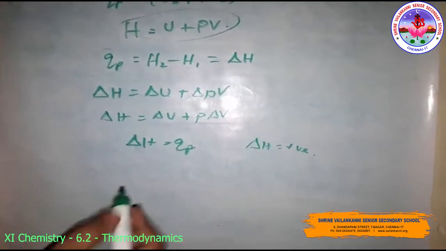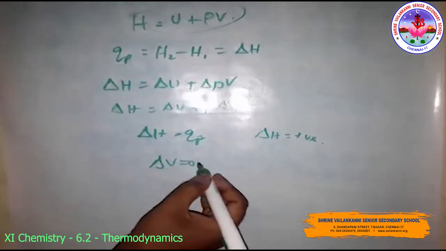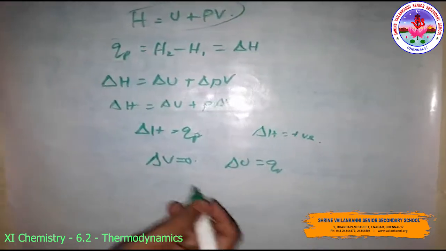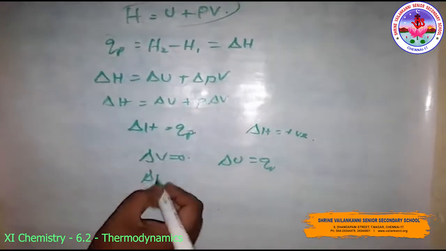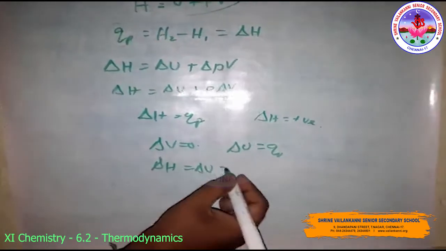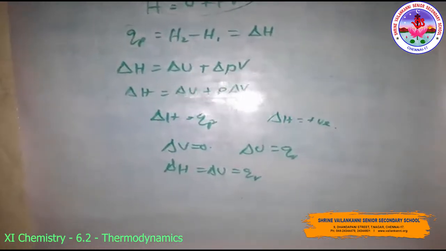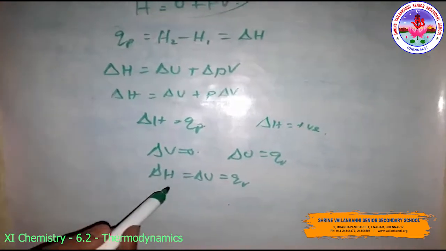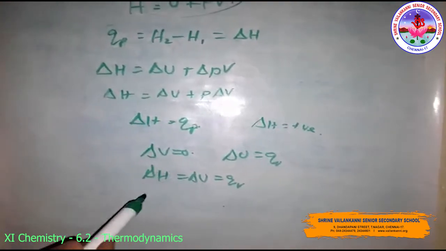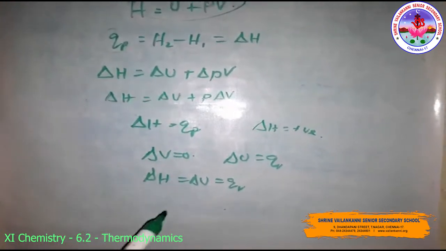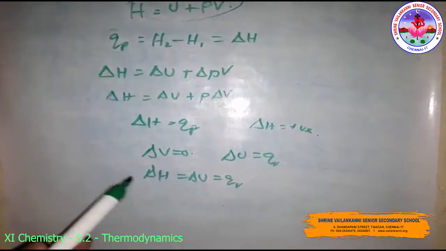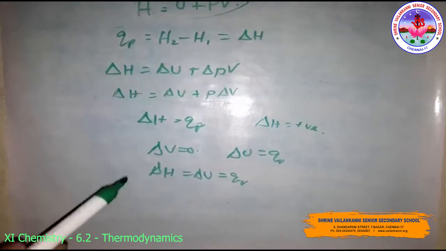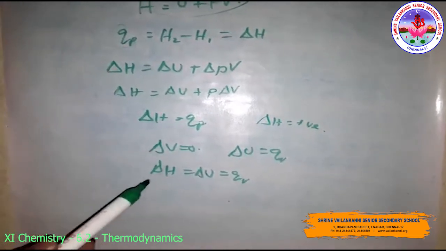At constant volume, delta V is equal to 0, so delta U is equal to QV. Then we can rewrite that delta H is equal to delta U is equal to QV. The difference between delta H and delta U is not usually significant for systems consisting of only solids and or liquids. Solids and liquids do not suffer any significant volume changes upon heating. The differences become significant when gases are involved.